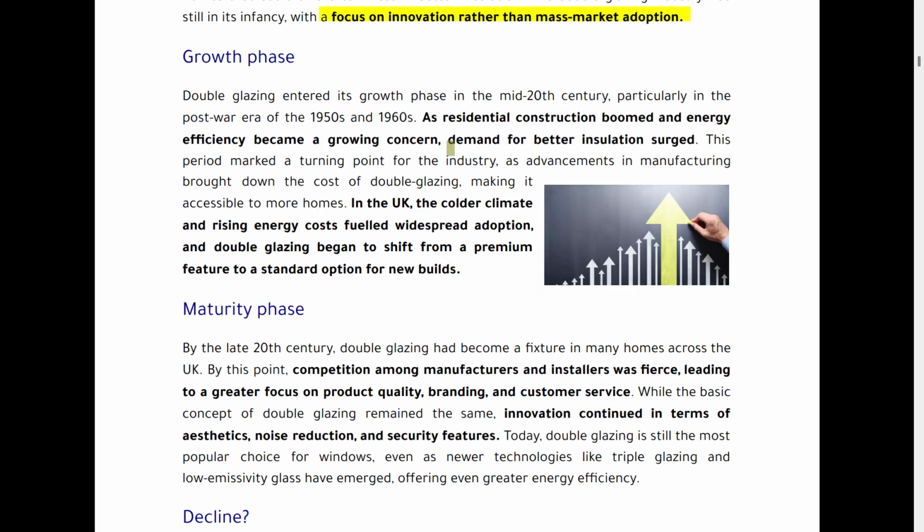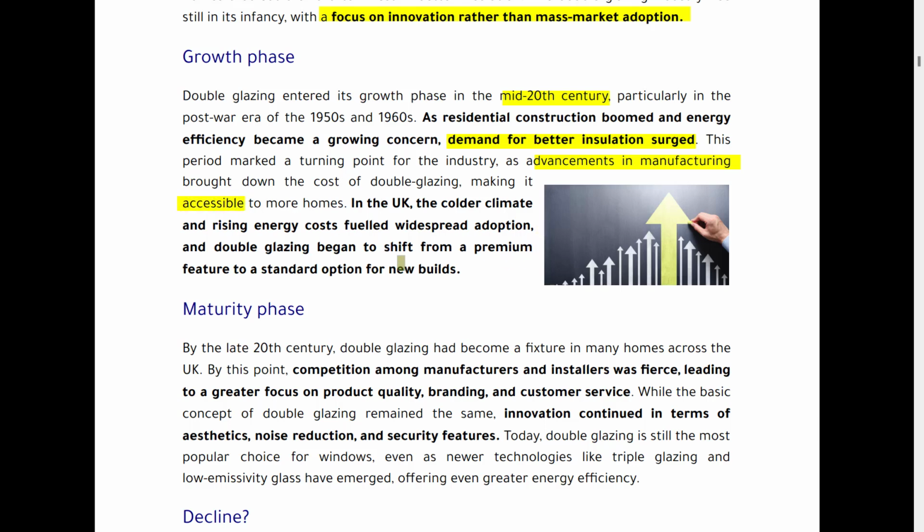So we can probably identify the growth phase as being in that mid-20th century period where we had that boom in housing and the desire for energy efficiency, which created this demand for better insulation. We began to have key advancements in manufacturing, which brought down the cost of that double glazing, and it made it much more accessible to more homes.